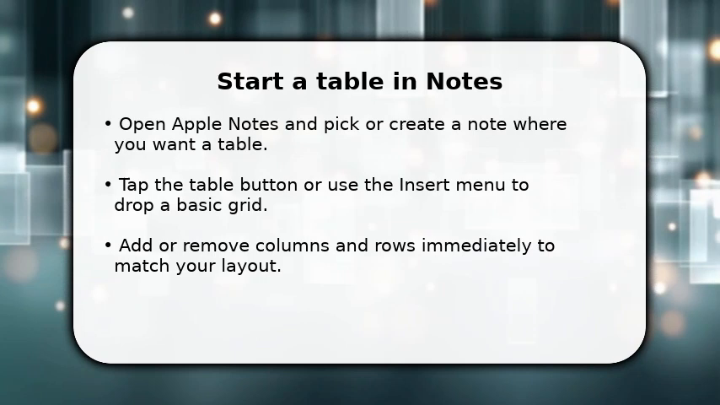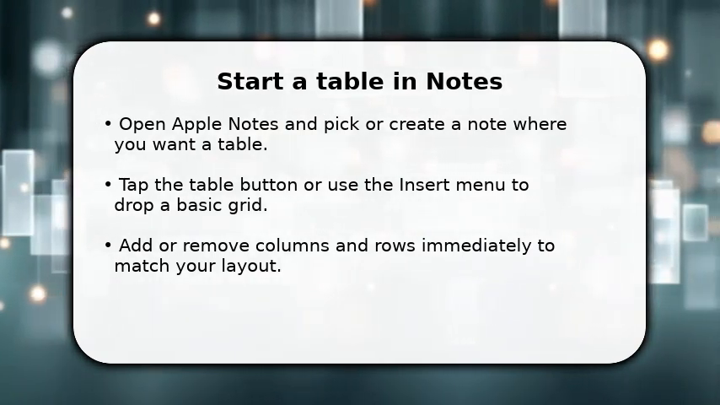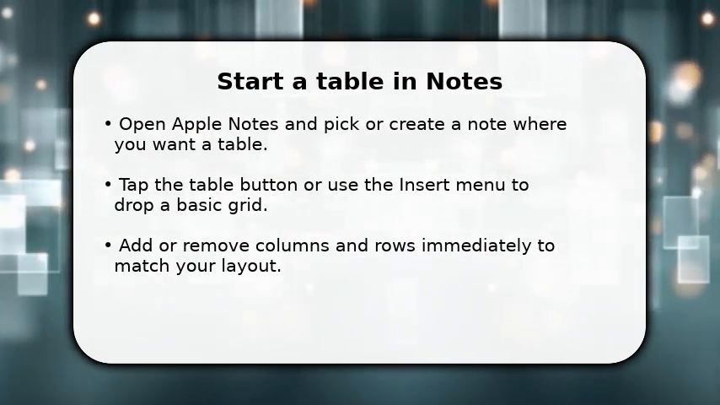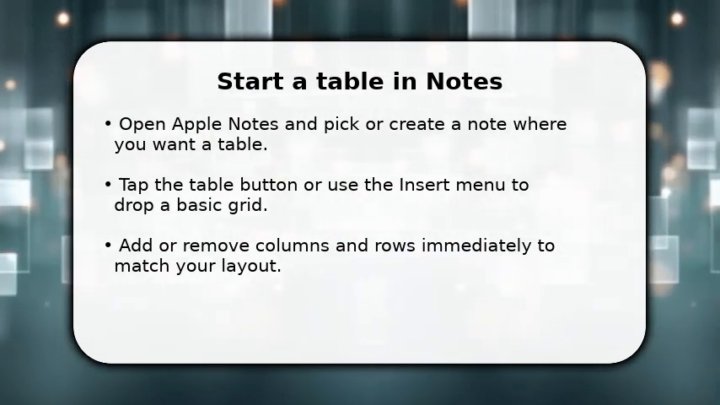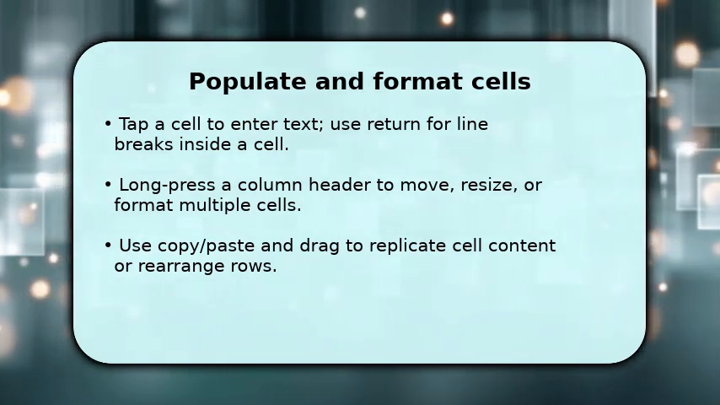If you need a header, enable the header row right away to keep labels consistent as you populate cells. Now populate and format the table to communicate clearly. Tap a cell to type, press return for a new line inside that cell, and use copy-paste when repeating content.